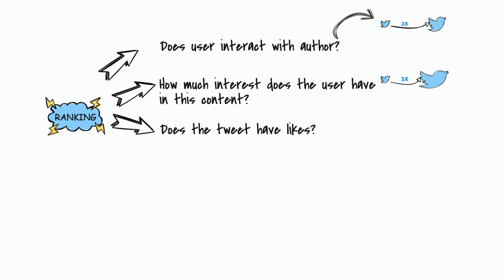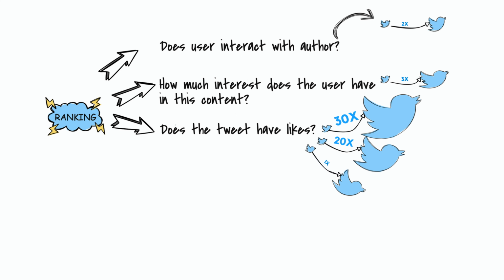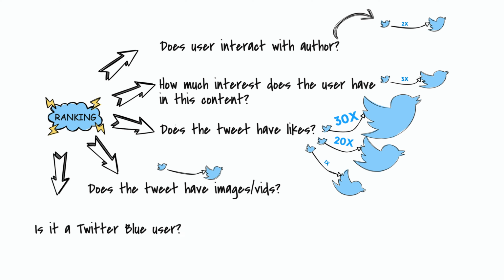Does a tweet have likes? So every time you get a like on your tweet, the tweet gets boosted by 30, a retweet gets 20, and a reply only gets 1. Does a tweet have images and videos? If it does, your tweet gets boosted by 2. And then Twitter Blue actually does give you an extended reach. If you see a tweet from a Twitter Blue follower and it's in your network, it gets a boost of 4. If you see a tweet from a Twitter Blue follower and it is out of your network, it gets a boost of 2.